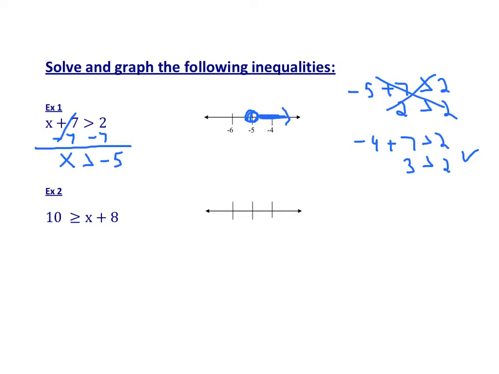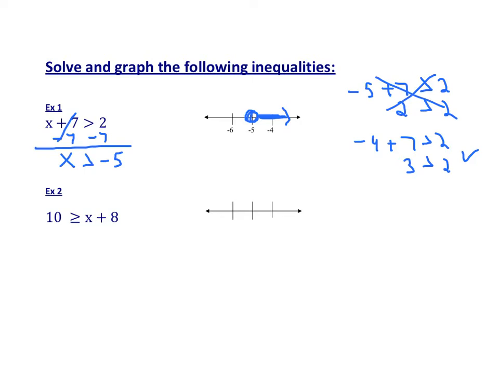Another thing you want to notice is that your inequality is x is greater than negative 5, and your arrow is going to the right, and it matches the greater than symbol. And this is always true when the variable is on the left-hand side. If the variable is on the right-hand side, like the next one, it'll be the opposite. So let's do the next problem.